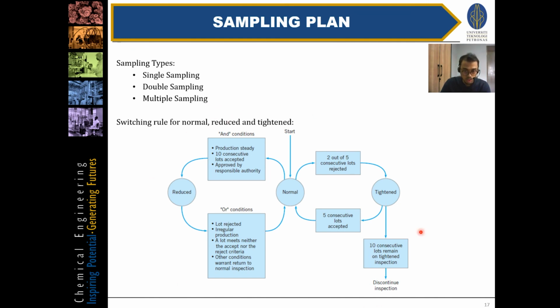The way we switch between them is highlighted in this figure. So we start off with normal inspection. If 2 out of 5 consecutive lots are rejected, then we intensify to tightened inspection. If it gets further worse, as in if 10 consecutive lots remain on tightened inspection, then we discontinue the inspection, and the decision on the supplier level has to be taken on improving the lot quality, the supply quality. On the other hand, if 5 consecutive lots are accepted, then we can relax back to normal inspection. From normal to reduced, these three conditions have to be met together, and from reduced to normal, any one of these conditions needs to be met.